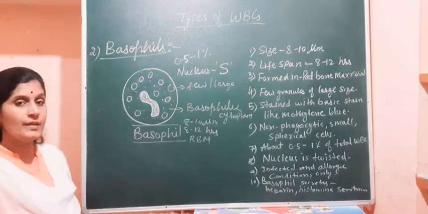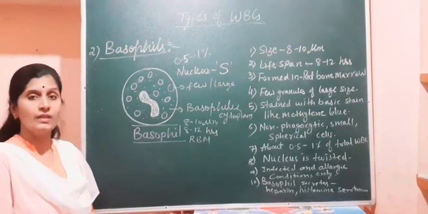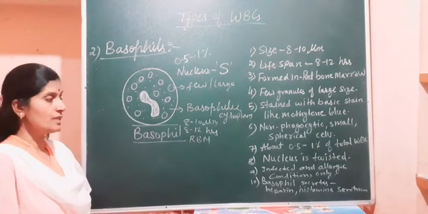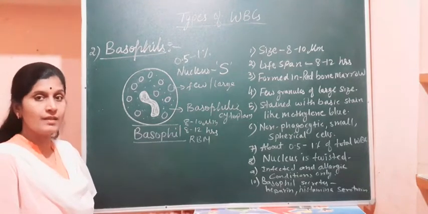These basophilic cells are very less in number, their percentage is very less, and those are present only during infection and allergic conditions. Basophilic cells are present during the time of infection and allergic conditions.